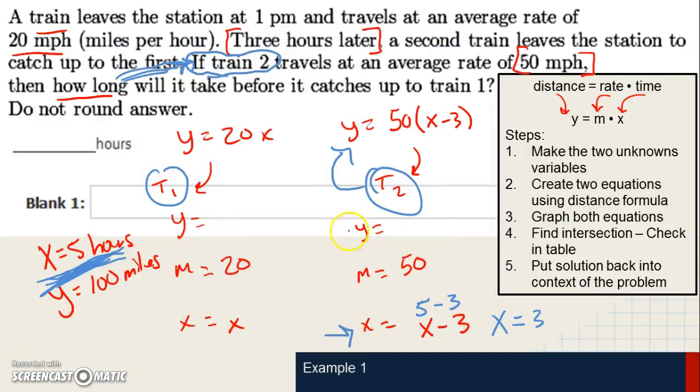X is actually 2. 5 minus 3, definitely 2. So if I want to answer this question, how long will it take before it catches train 1? It takes 2 hours. How do I know it takes 2 hours? Because train 1 traveled for 5 hours. That's the time, x, 5 hours. And train 2 traveled for 3 hours less.